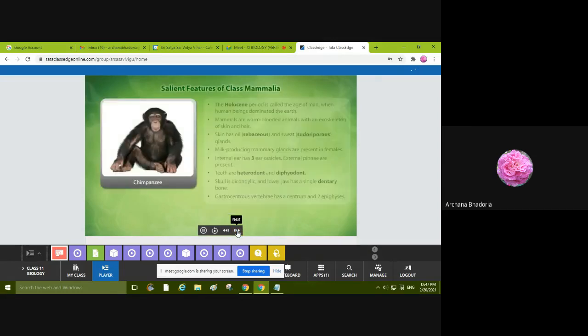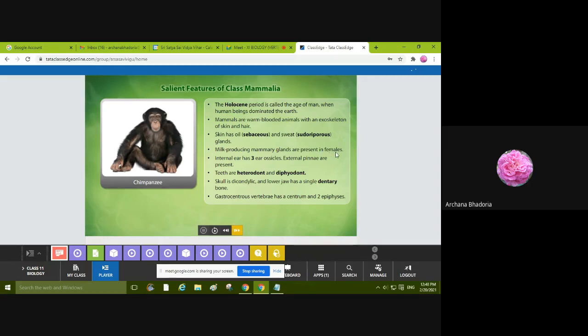Now we take up quickly the next class, the last, the fifth class, Mammalia. So we'll finish up. Mammals are warm-blooded. As for the exoskeleton, you know the skin is hairy and has sebaceous glands and sweat glands. Milk-producing mammary glands are present in females. This is an important feature of Mammalia. No other class or group has mammary glands to nourish their young ones.